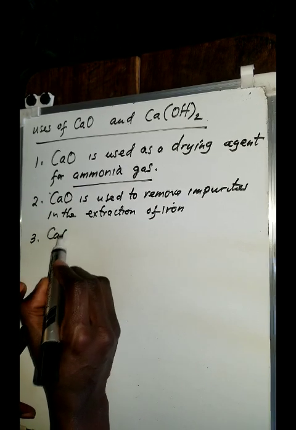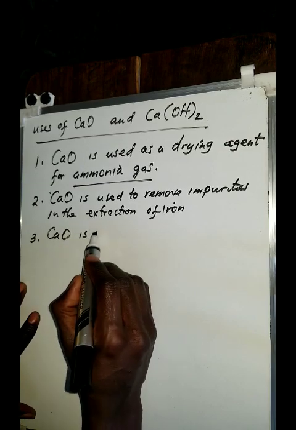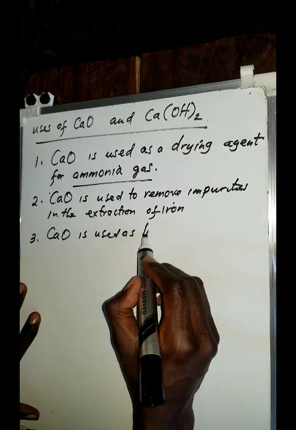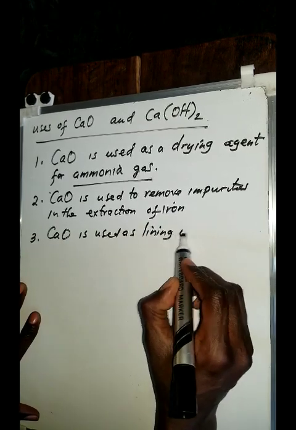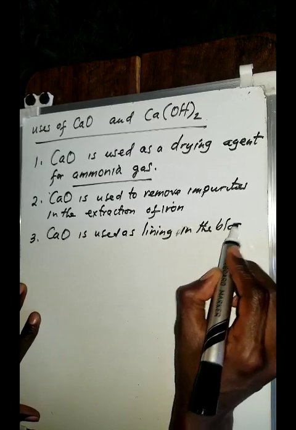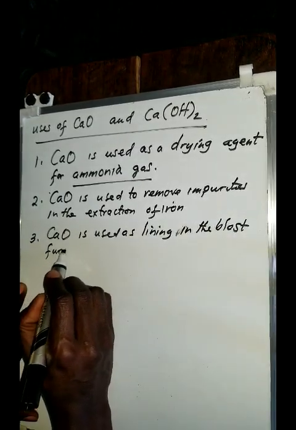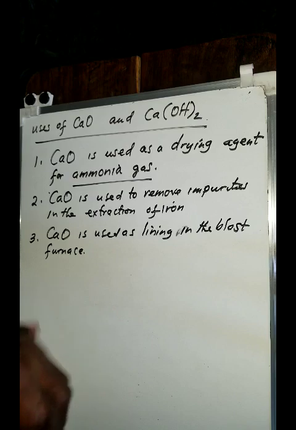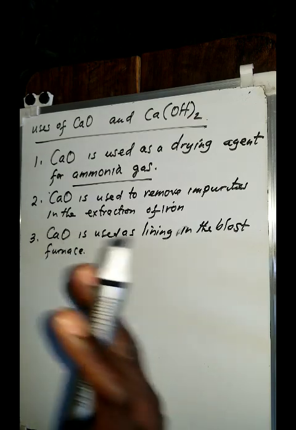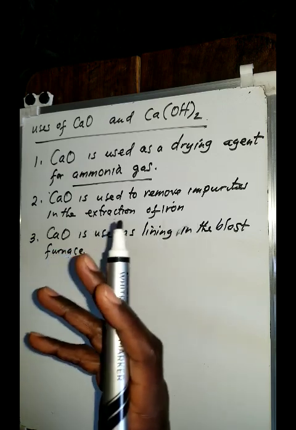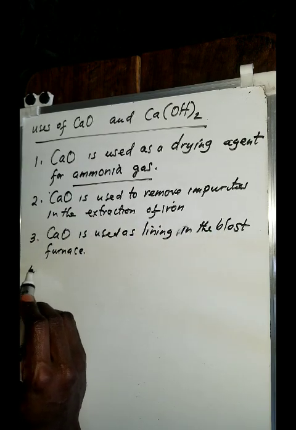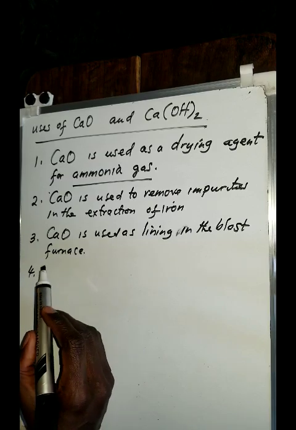Apart from that, calcium oxide is used as lining. So you can also use it as lining in the blast furnace. The reason why you want to do that is because calcium oxide has got a high melting point. So you can help to increase the temperature inside the blast furnace. So calcium oxide is going to be used for such purpose.